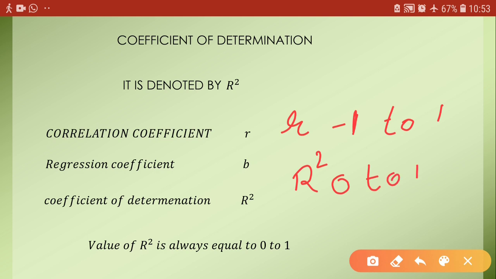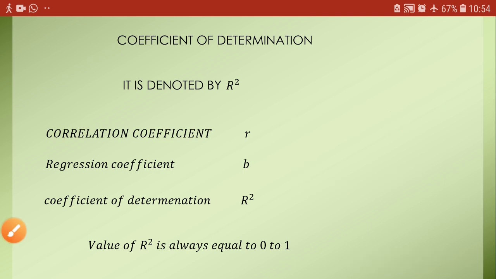Why so, sir? Because it is the square of r. If r is negative, then the square of negative will be positive. You got my point? So r square could not be negative in any situation. Done. So your r square will always be between 0 to 1. So we have written here that the value of r square is always between 0 to 1.